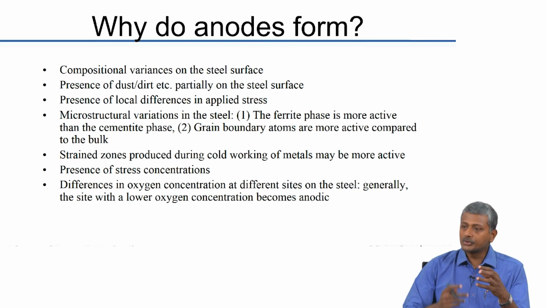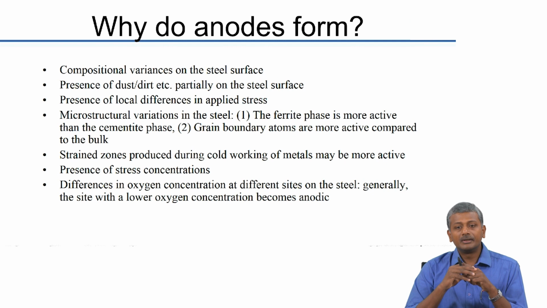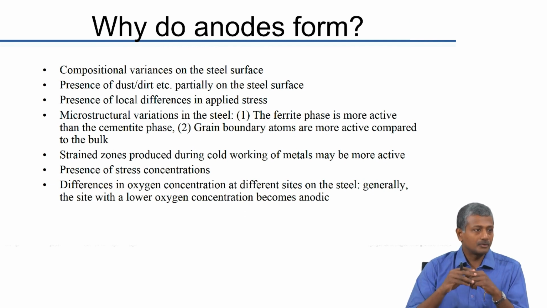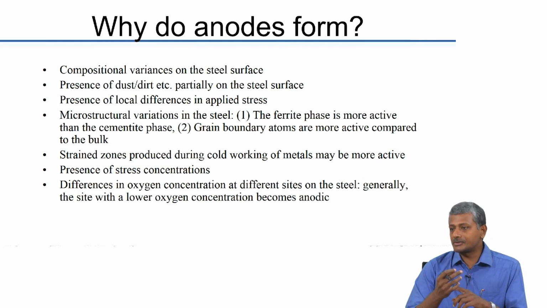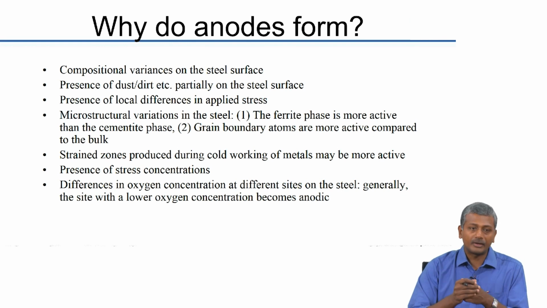Again we know that most steel which is used for reinforcement is subjected to some sort of a mechanical treatment before it is actually used. Mechanical treatment can create zones of residual stresses or strains. When you have residual strains or stresses present on the steel surface, that makes those sites more electrochemically active. So, more electrochemically active means the site has more propensity to become anodic.